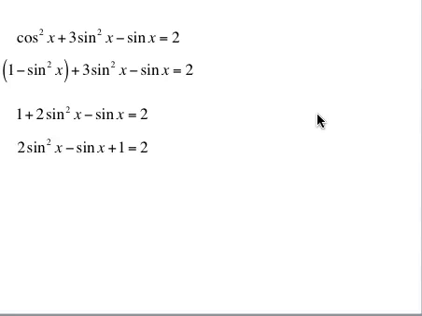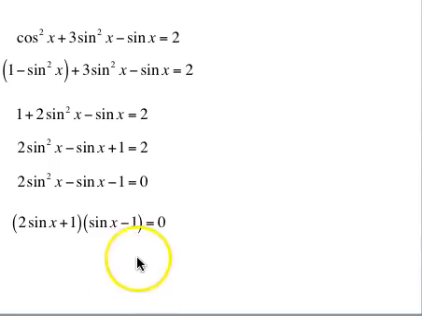So let's go ahead and rewrite it this way, and then subtracting 2 from both sides, we get 2 sine squared x minus sine x minus 1 is 0. And then we have the relatively challenging task of factoring that. And what that becomes is 2 sine x plus 1 times sine x minus 1. Notice 2 sine x times sine x is 2 sine squared x. 2 sine x times negative 1 is negative 2 sine x. 1 times sine x is positive 1 sine x. Add those together, negative sine x. 1 times negative 1 is negative 1.